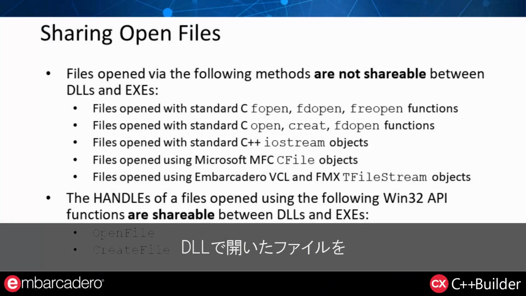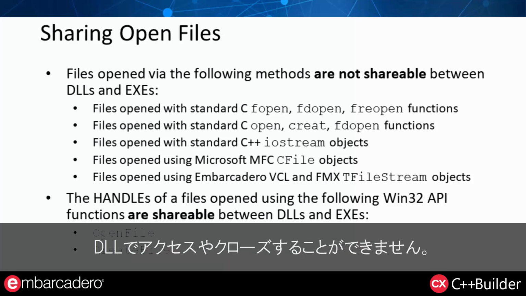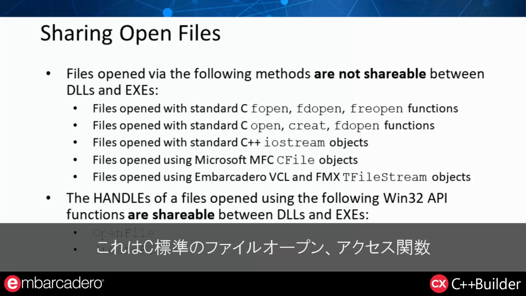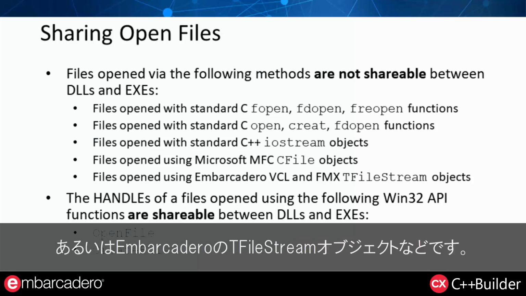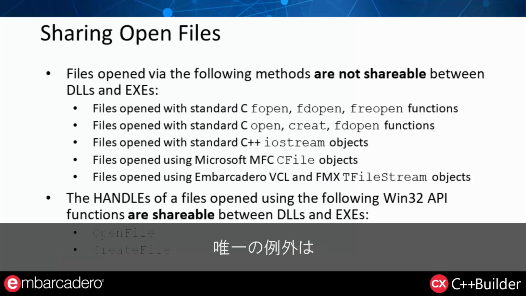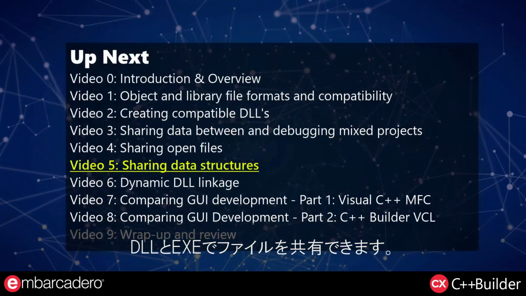To review, files opened in the DLL cannot be accessed or closed in the application, and the reverse. If the file is open in the application, it cannot be accessed or closed in the DLL. This is true for all the standard C file opening and access functions like fopen and open, and also true of any C++ methods like iostream objects, the Microsoft MFC CFile object, or the Embarcadero TFileStream object. The one exception, however, is that files opened using the Win32 API functions OpenFile and CreateFile are shareable between DLLs and EXEs.